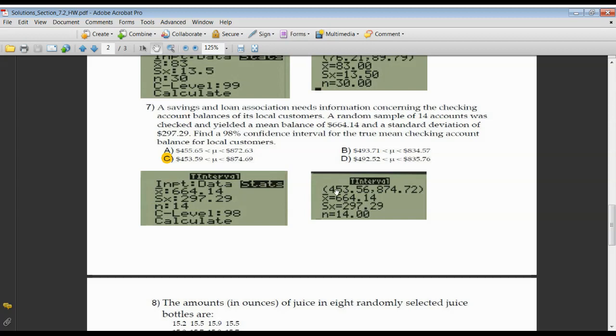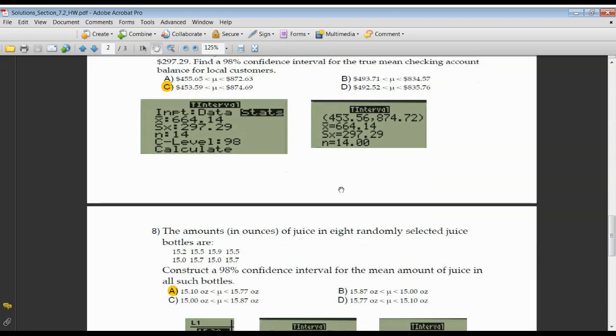There's nothing else that starts out with 453. That's 493, 492, 455, 453 and 59 cents. This is 56 cents. This is 874, 72 cents, 874, 69 cents. I can live with that. All right, I'm 3 cents off. I'm 3 cents low on the lower limit, and I'm 3 cents higher on my upper limit. But there's nothing else relatively close. Nothing that starts out with 453 and 874. That I can live with.